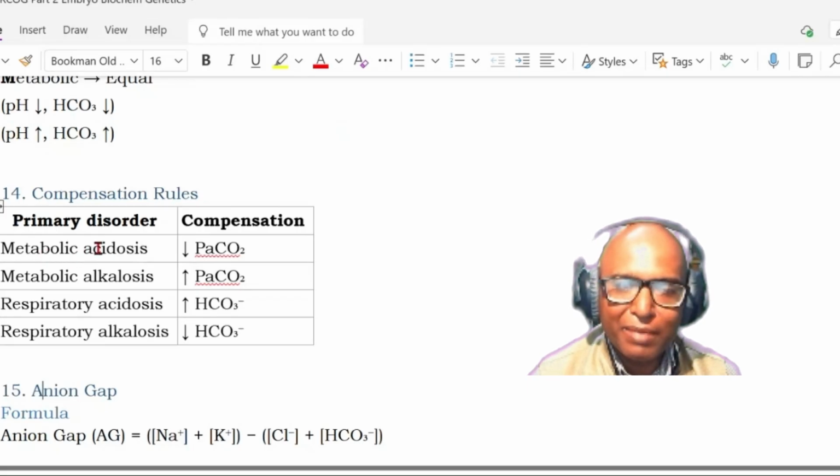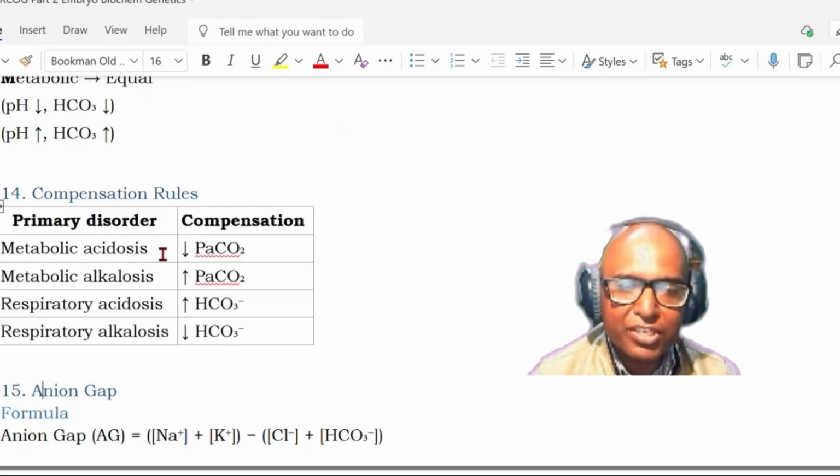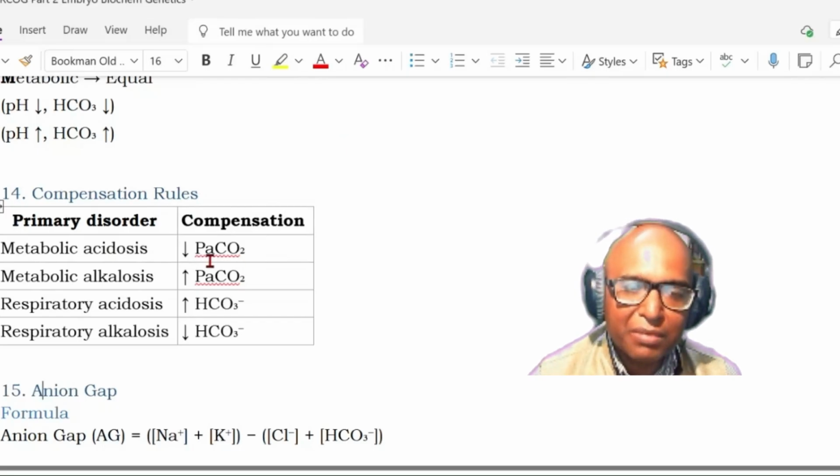We have seen in metabolic acidosis, pH will be reduced and bicarb level will also be reduced. But the compensation is also by PaCO2, it will be reduced. So all three will go in the same direction. In metabolic alkalosis, the bicarb will be increased, pH will be increased, and PaCO2 will also be increased, because compensation is by PaCO2 in cases of metabolic disorders.